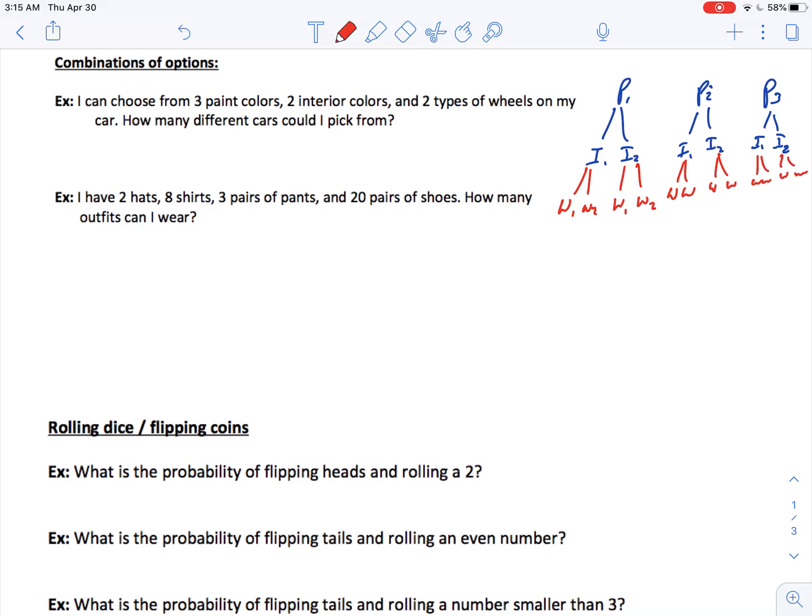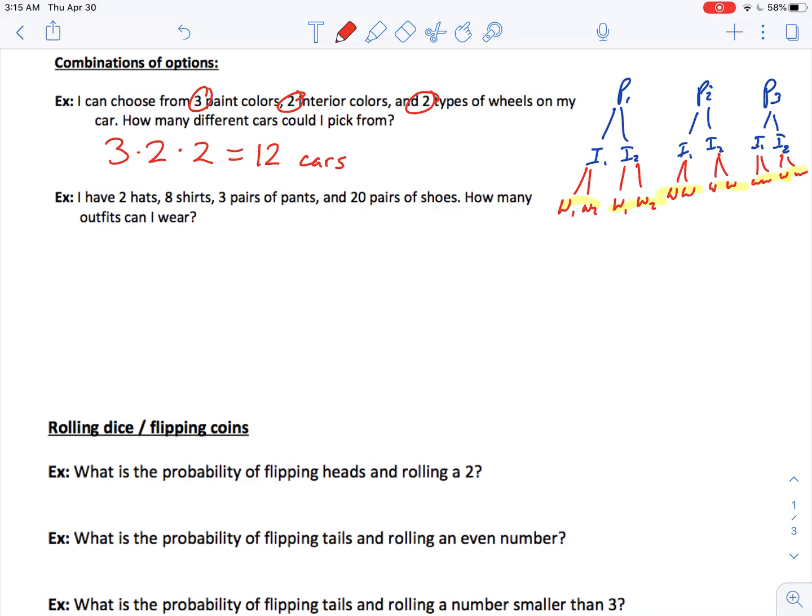So we can even count up, how many options do I have? So I have 2, 4, 6, 8, 10, 12. Or I could take 3 times 2 is 6 times 2. So 3 paint colors times 2 interior colors times 2 types of wheels. 3 times 2 times 2 gets me that same number of 12 options. 12 cars to pick from.